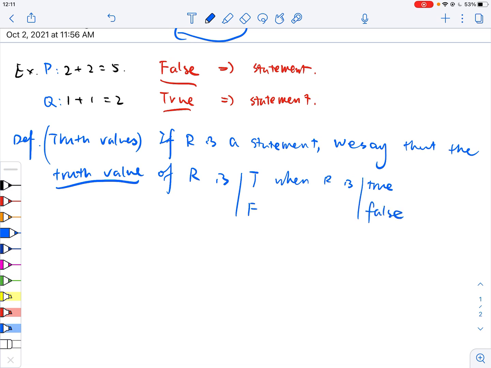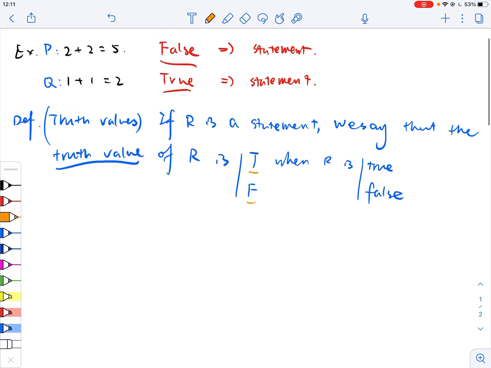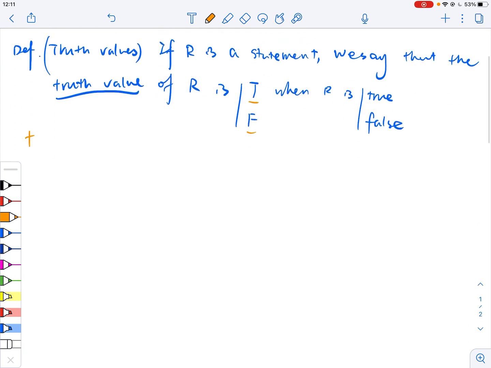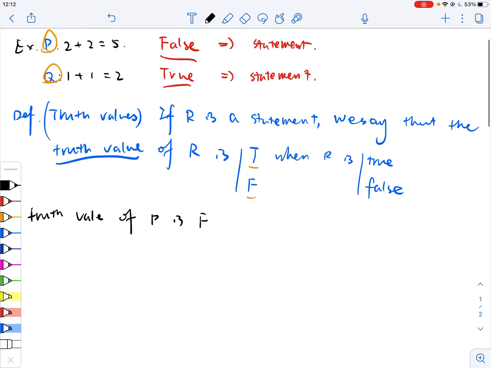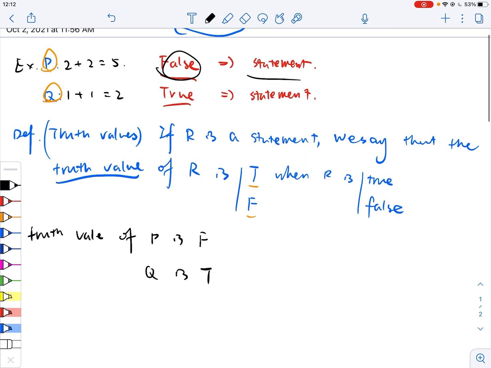This is basically saying that we can abbreviate the word true with the letter T and the word false with the letter F. If we apply this definition to our statements P and Q, then the truth value of P is F, for P is a false statement, and the truth value of Q is therefore T, because Q is a true statement.